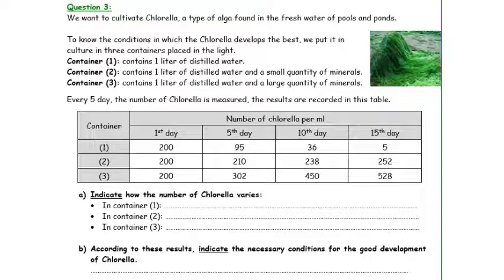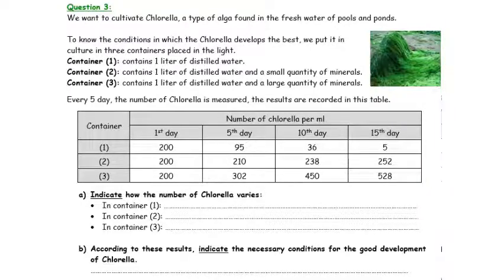In this question, we want to cultivate chlorella, which is a type of alga found in the fresh water of pools and ponds. Look at the picture. To know the best conditions in which the chlorella develops best, we put it in culture in 3 containers placed in the light. In the first container, we put 1 liter of distilled water, which is water without minerals. In the second container, we put a liter of distilled water but with a small quantity of minerals. In the third container, we put a liter of distilled water with a big quantity of minerals.